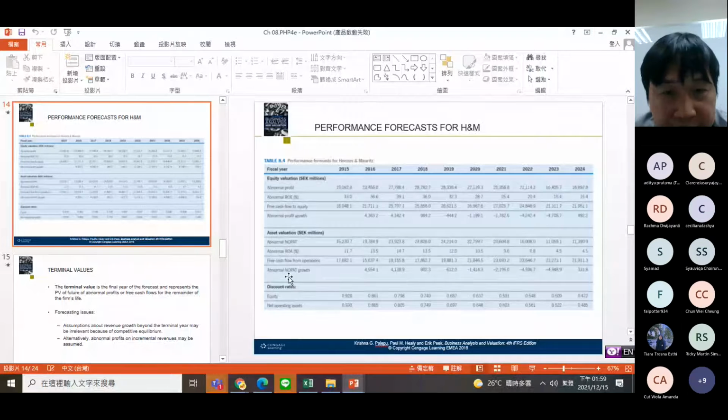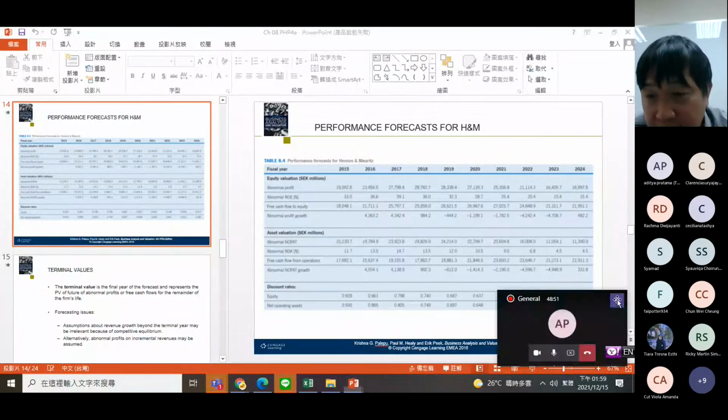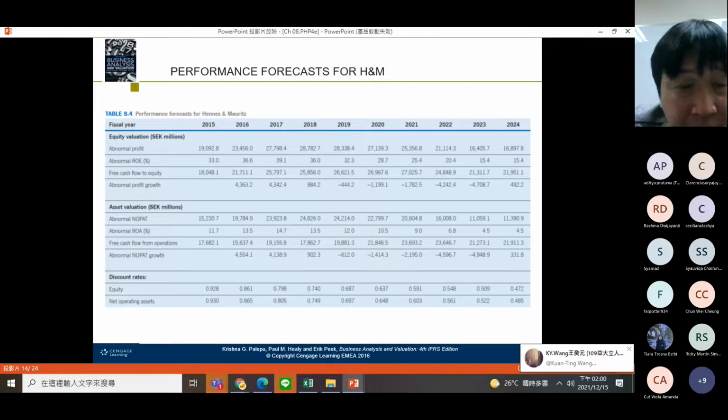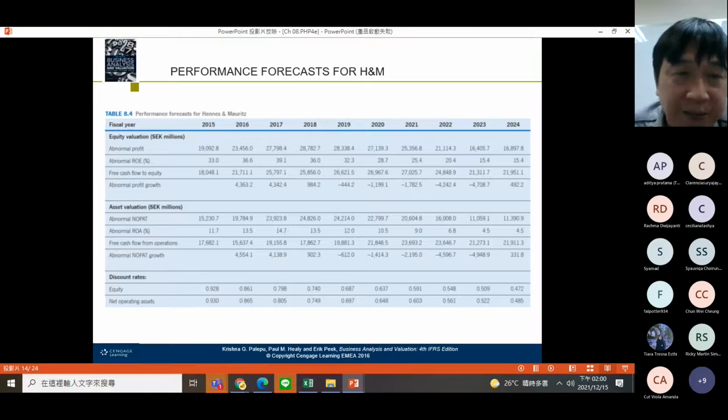Okay, I'm back. All right, so this is the table. This is the 10 years of forecasting performance for HMM. The numbers are quite different in every year, as you can see from 2015, 2016 to 2024.